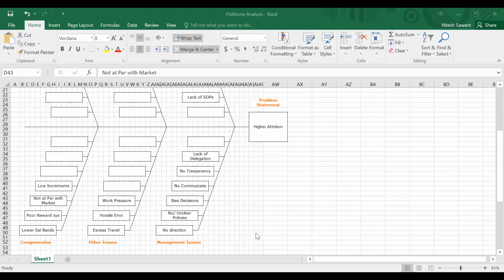I think ADP also publishes some kind of data. Yes, in India, ADP.